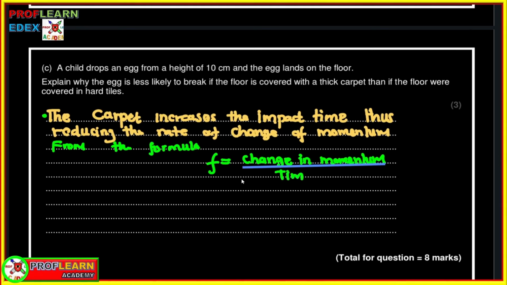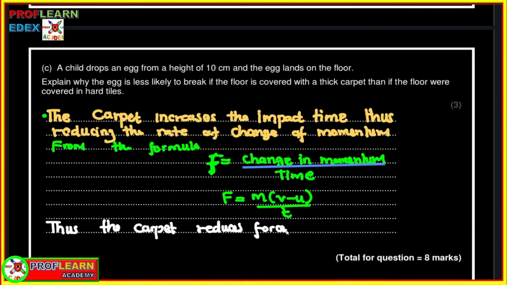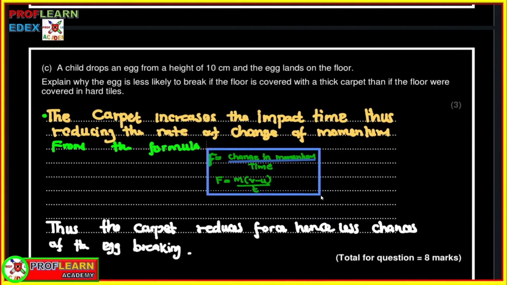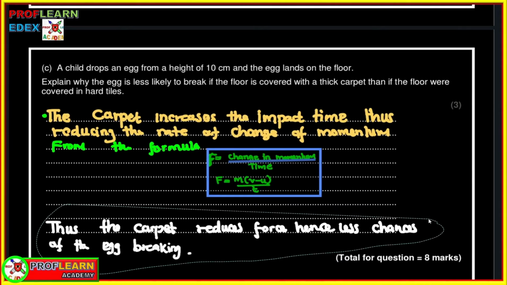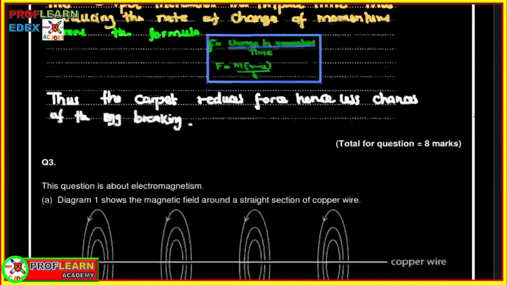From this formula, we can see now if time is increased, then the force is going to be less. So we can now therefore say that the carpet reduces the force of impact, and this reduces the chances of the egg being broken. So this formula also, you really need to know how to use it, because at any given point, if a question is asked from here, you'll be in a position to answer as well.